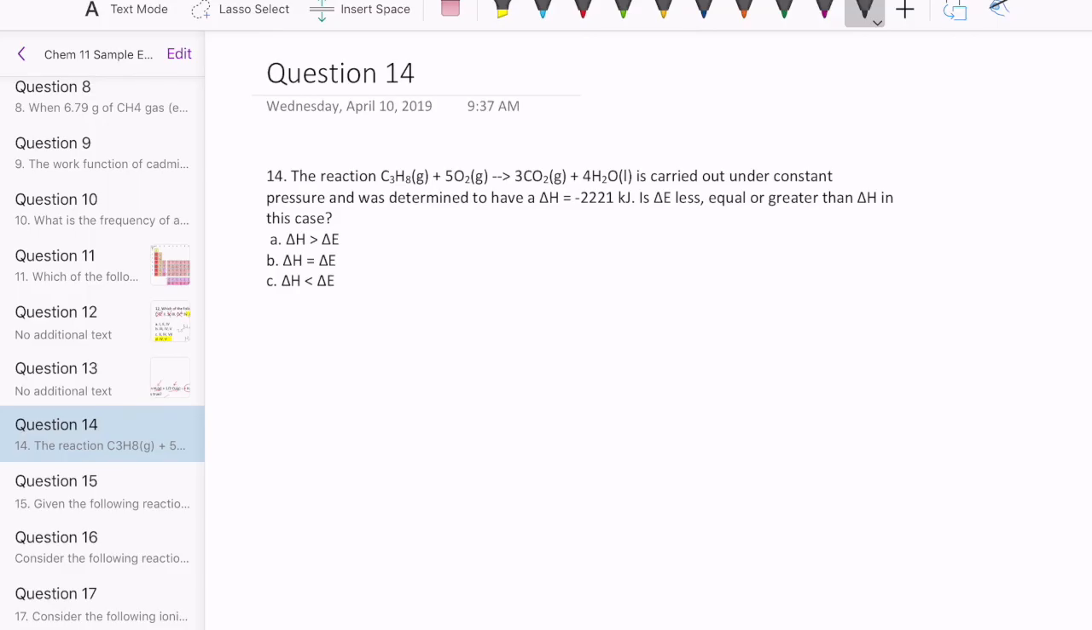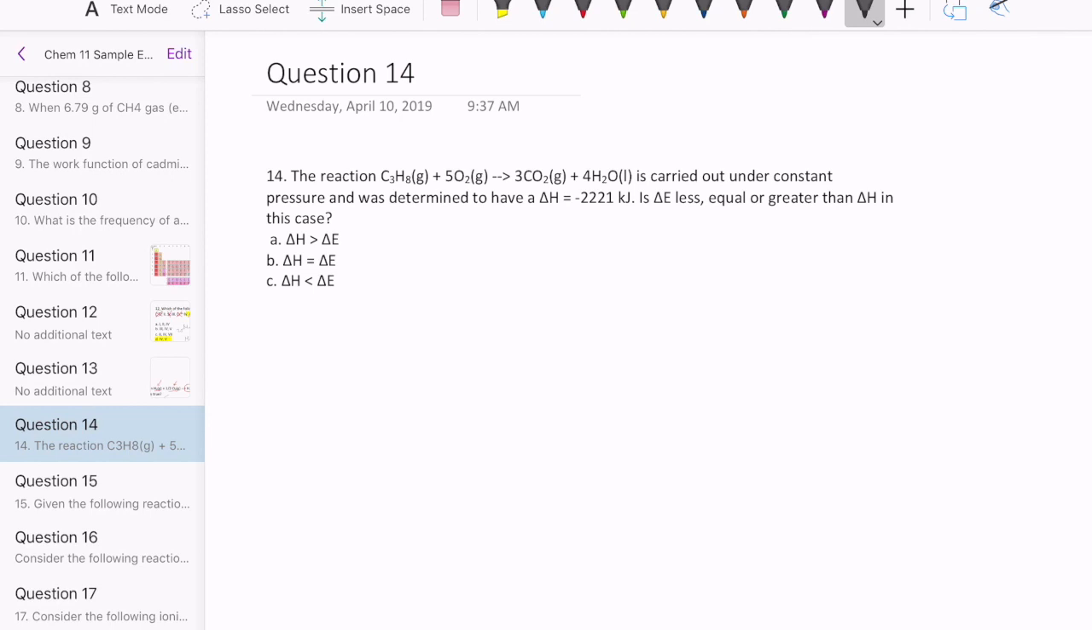Okay, let's take a look at question 14 in sample exam 3 in Chem 11. This question is a thermochemistry question that is asking you to compare the value of delta H and delta E, enthalpy change versus energy change. And you have to assess whether the enthalpy would be greater, less, or equal to the energy change.